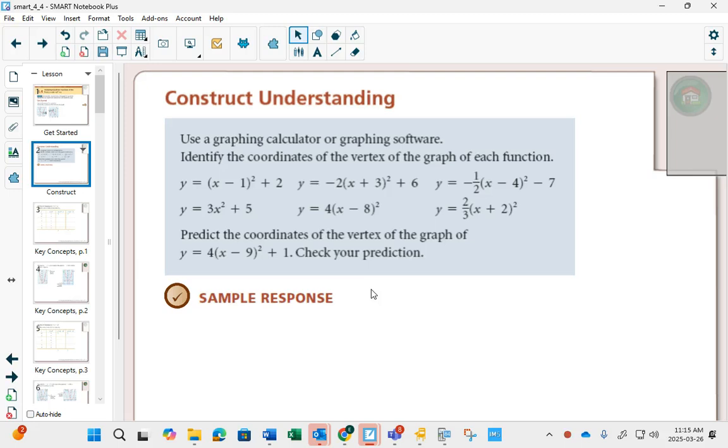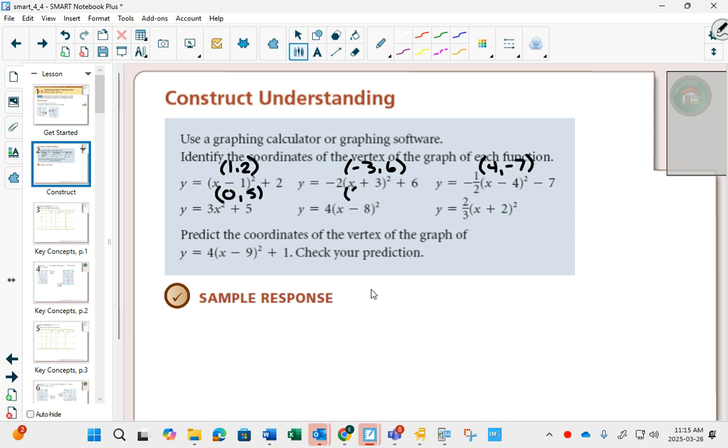All right, let's see how you did. Did you get 1, 2 for the first one? And -3, 6 for the second one. 4, -7 for the third one. This one's a little tricky because it has a 0. Did you get 0, 5?